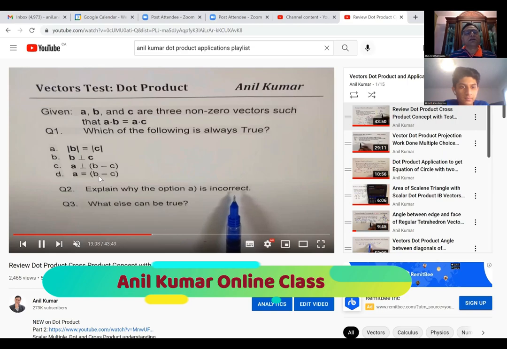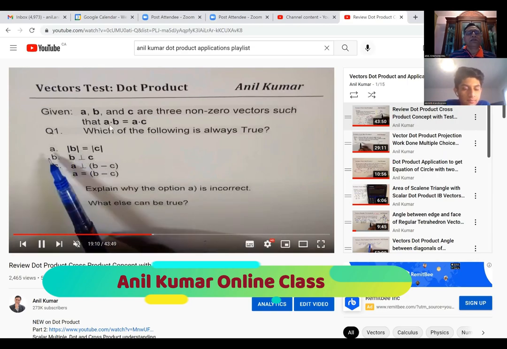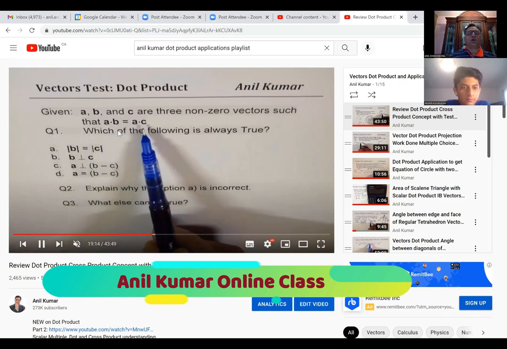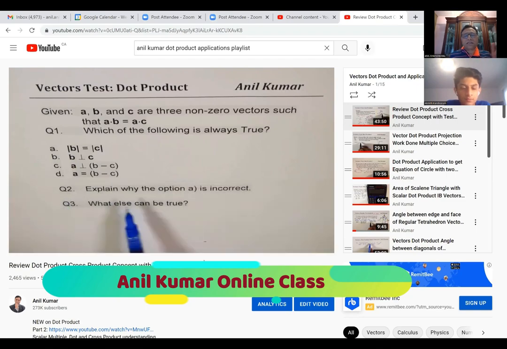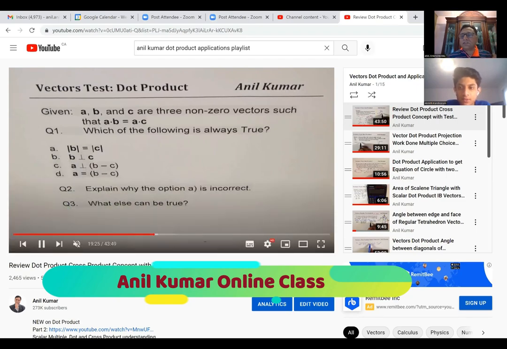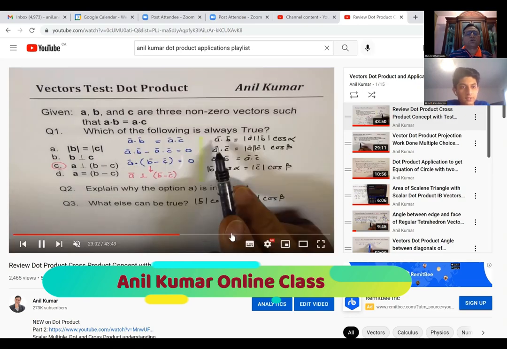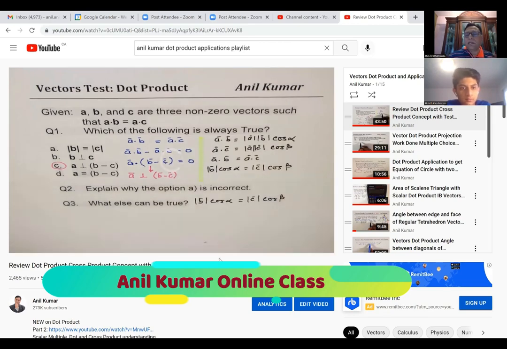As you can see here, question number 1: A, B, and C are 3 non-zero vectors such that A dot B is equal to A dot C. Which of the following is always true? Very important questions here in this particular playlist. I'd like you to pause, just as we are pausing here, answer this question, and then move forward. You will get all the concepts absolutely clear as you go through this playlist.